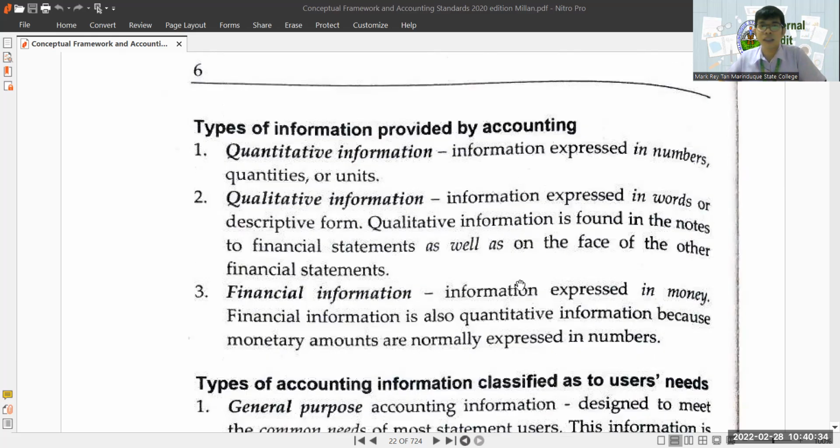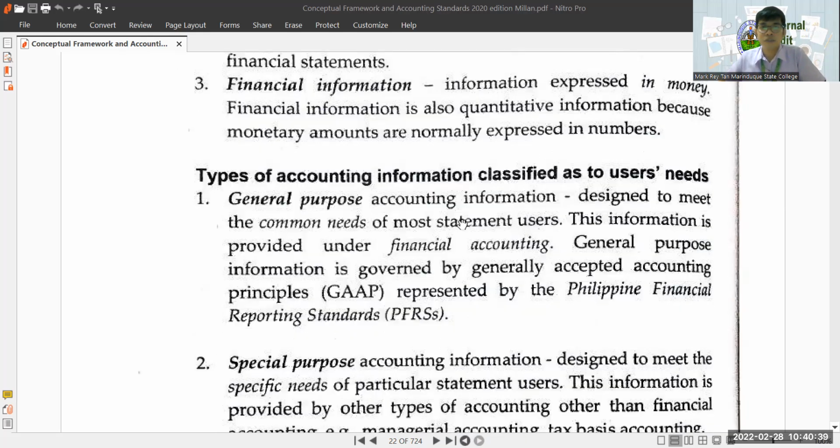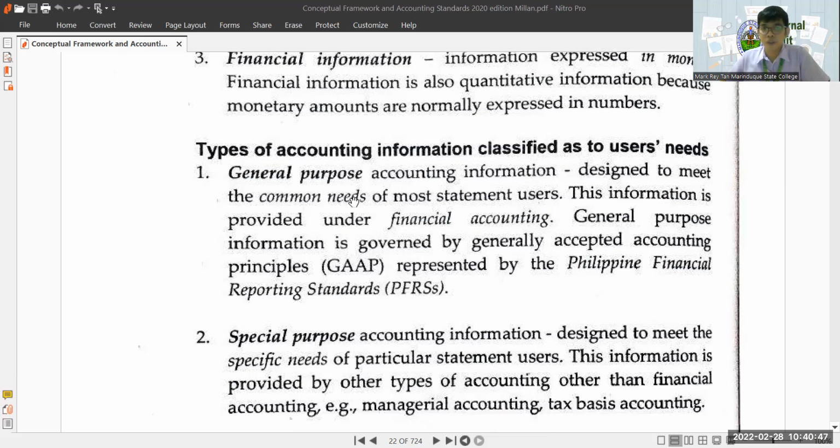Ayan, so other than information being quantitative or qualitative, meron din tayong information naman according to the needs of the users. So we have two here, the general purpose and the special purpose. Okay? Basahin natin. The general purpose accounting information, this is designed to meet the common needs of most statement users. Okay. This information is provided under financial accounting. So general purpose information is governed by GAAP. Ayan.